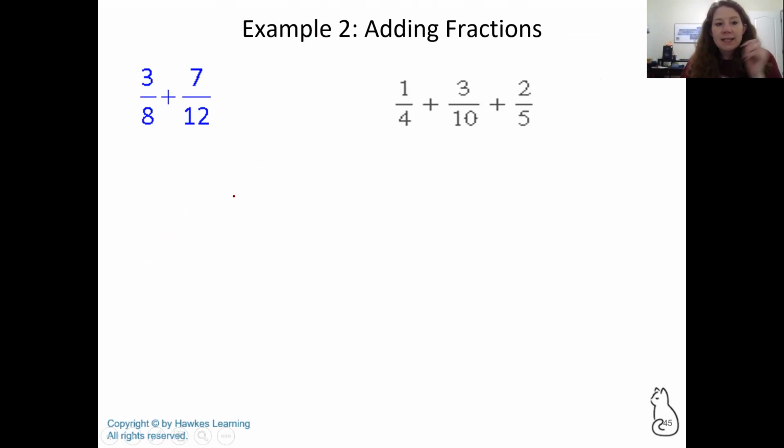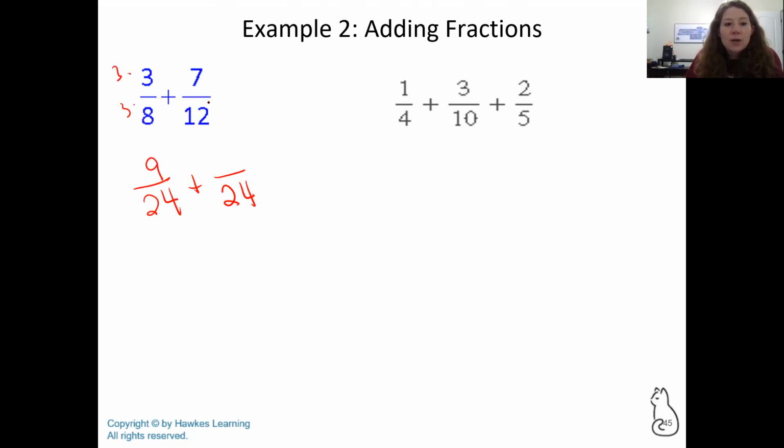All right, these, we have to have common denominators. So our least common multiple of 8 and 12 is 24. But of course, you guys can put them in your calculators. So 8 times 3 is 24. So 3 times 3 is 9. 12 times 2 is 24. So 7 times 2 is 14. And we get 13 over 24.